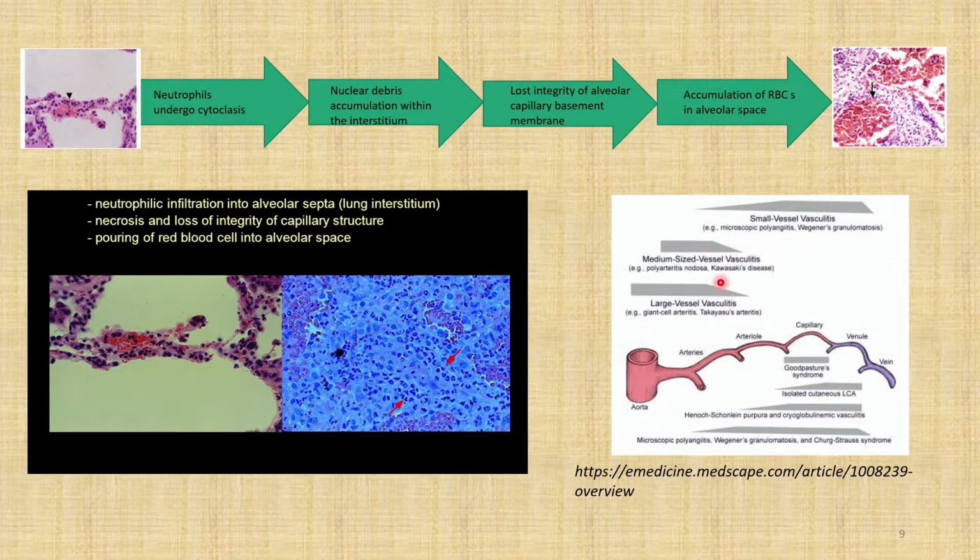So we all know the large, medium and small vessel vasculitis. In this topic, we are emphasizing the capillaries and small vessel vasculitides. As we all know, in the picture here, you can see the neutrophils infiltrating the interstitium, and ultimately it's leading to this kind of picture.